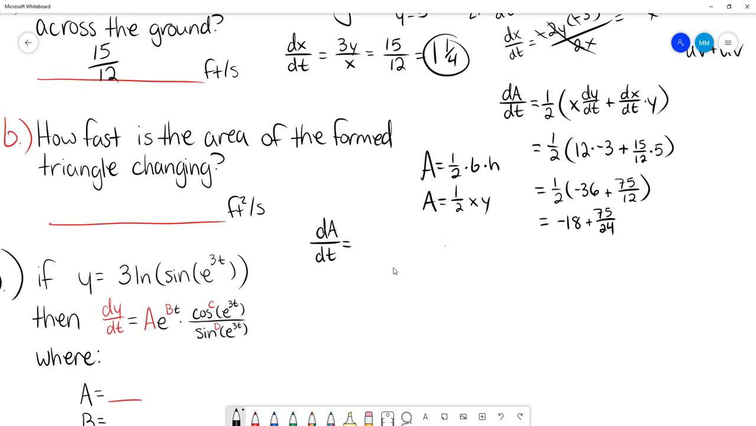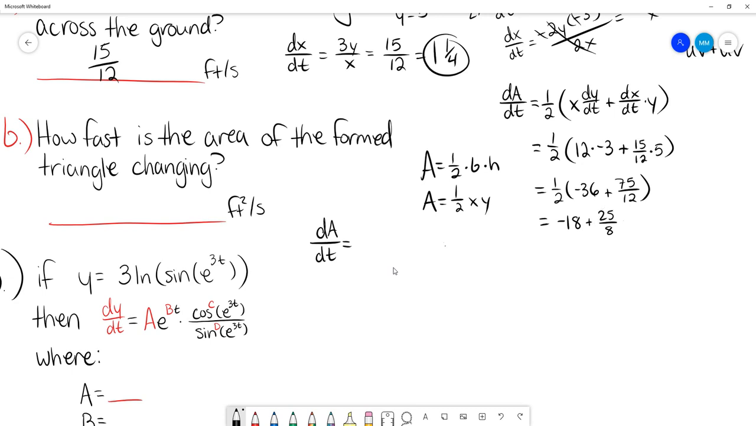I can actually reduce that. So 75 24ths. I know I can reduce by at least 3, so it's going to be 25 over 8. Yeah, and that's a little easier to work with. So I'm going to actually just rewrite that in here. So 25 over 8. Okay, so now I've got a -18 plus 25/8.